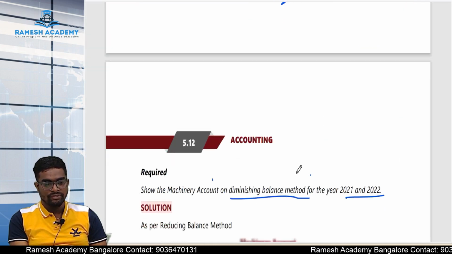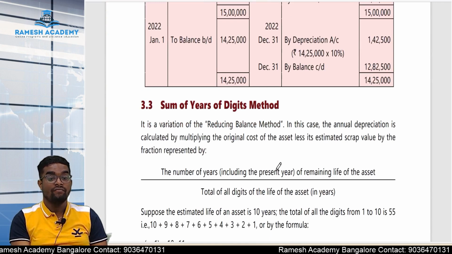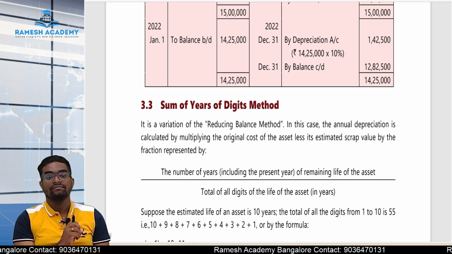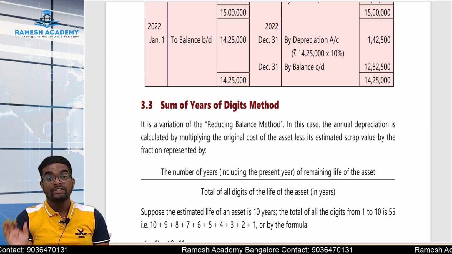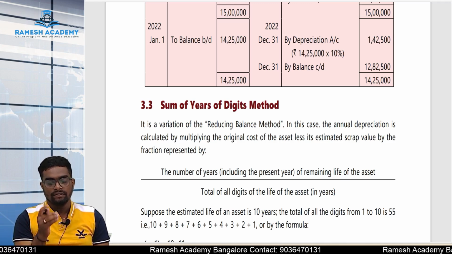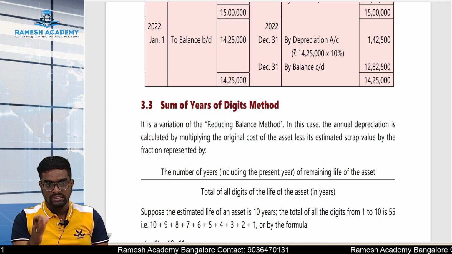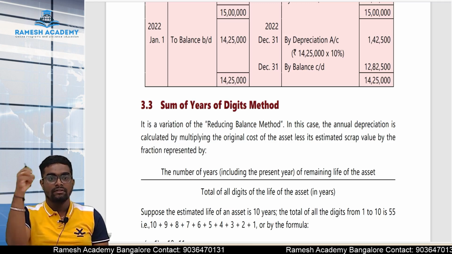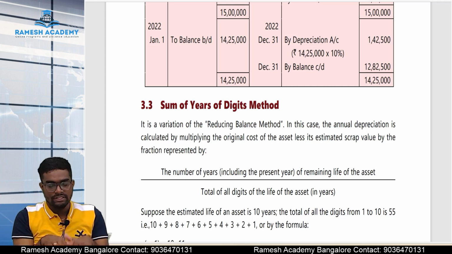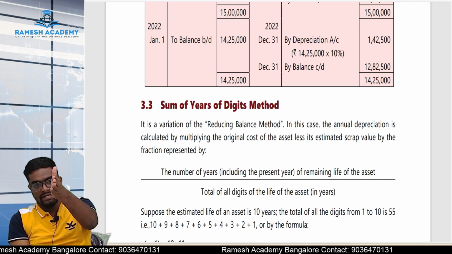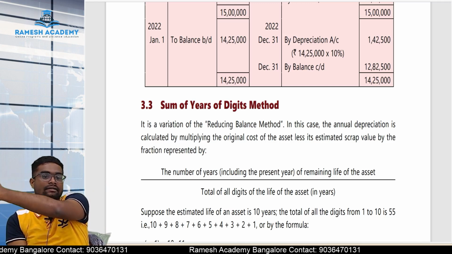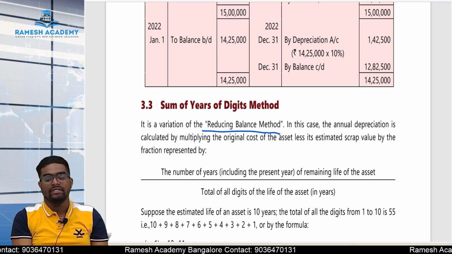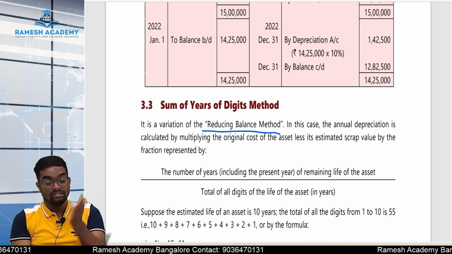So next we'll go to the next method, which is sum of year of digits method. Very, very simple. So here we just add the sum of the year of digits. So if it is 10 years, you add from the digit 1 to 10: 1 plus 2 plus 3 plus 4 plus 5 plus 6 plus 7 plus 8 plus 9 plus 10. So you add everything. Then the numerator will be the latest year. So if it is for first year, it will be 10. If it is second year, it will be 9. If it is third year, it will be 8, and so on. So we'll see this. It is a variation of reducing balance method. So the underlying concept is reducing balance method only.